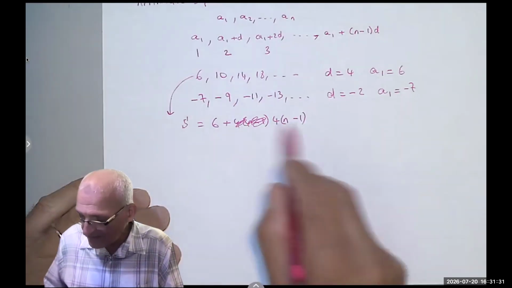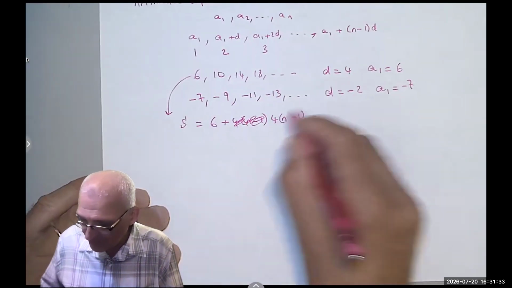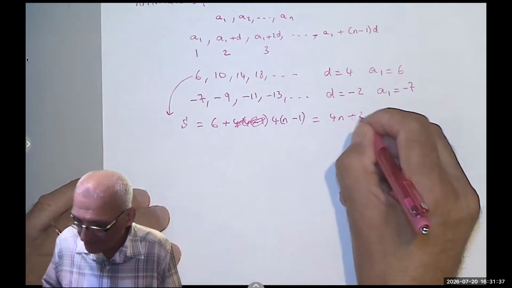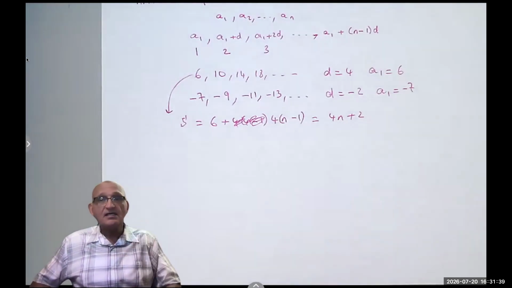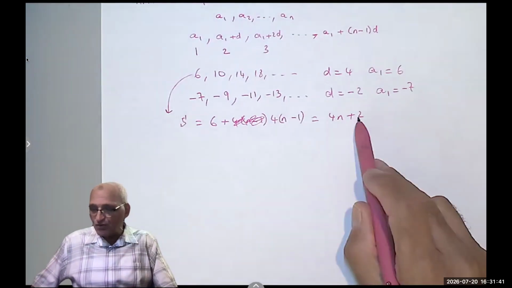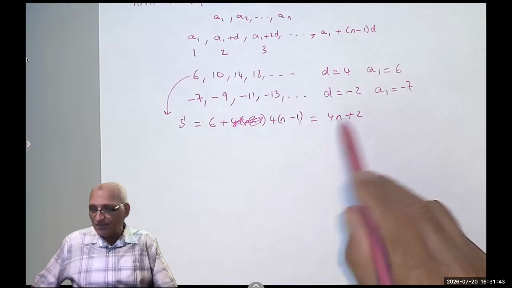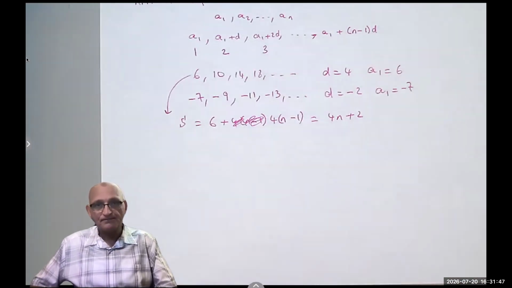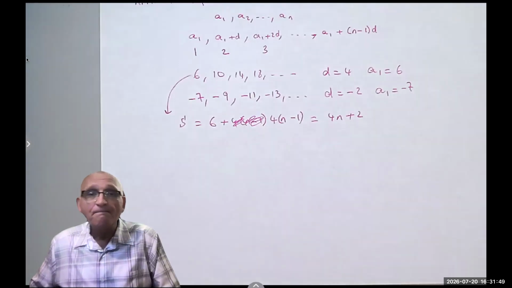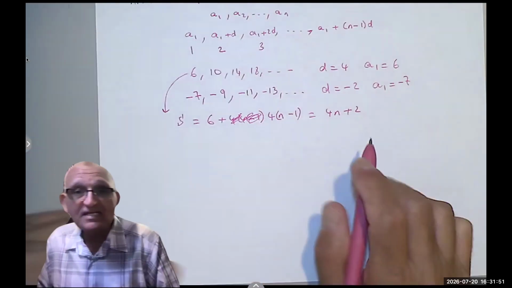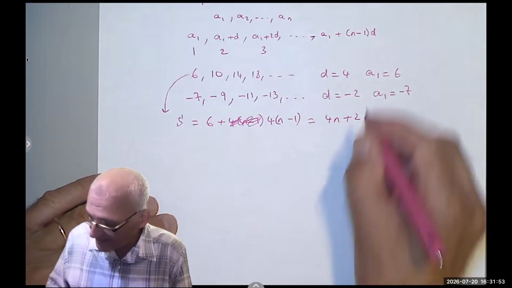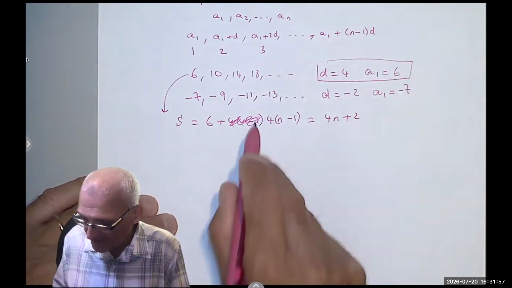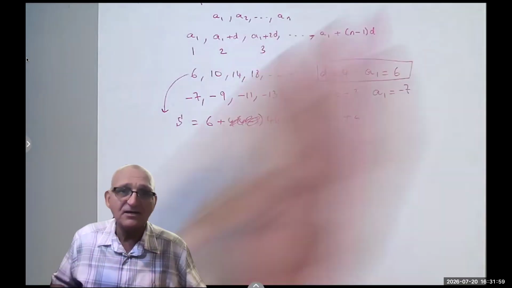Notice that I can also distribute the 4, and I get 4n plus 2. And that would be it. So the first term is 4 plus 2. The second term is 8 plus 2, 12 plus 2, and so on and so forth. And that would be an explicit form. Either I give you this piece of information, or I give you this equation, this or that, and you can find out any term.